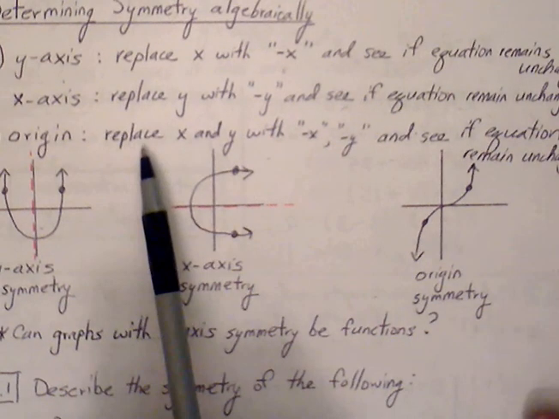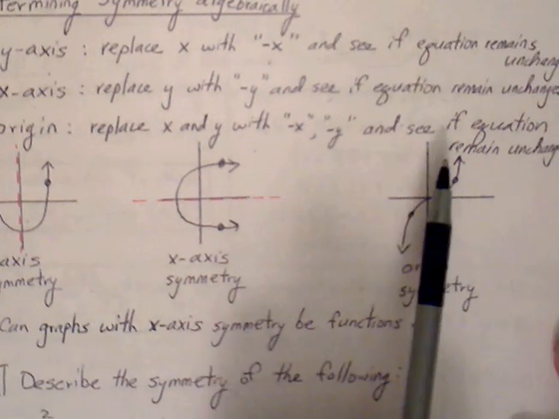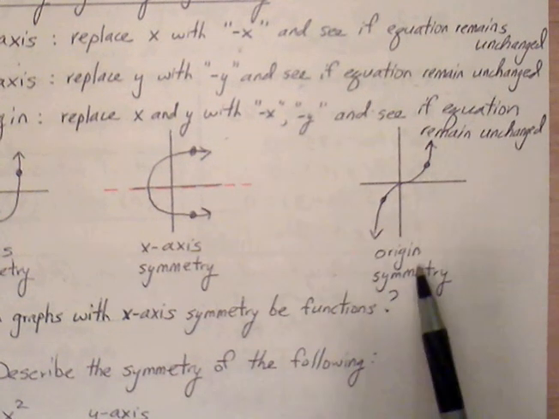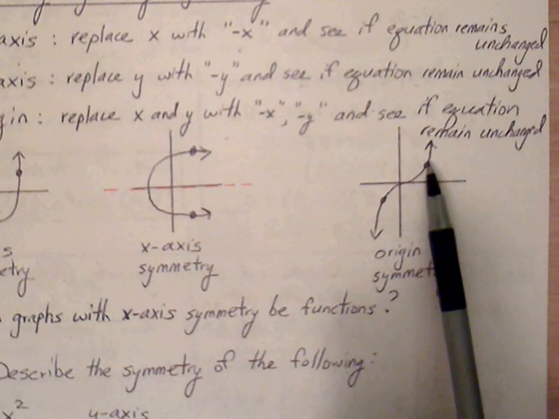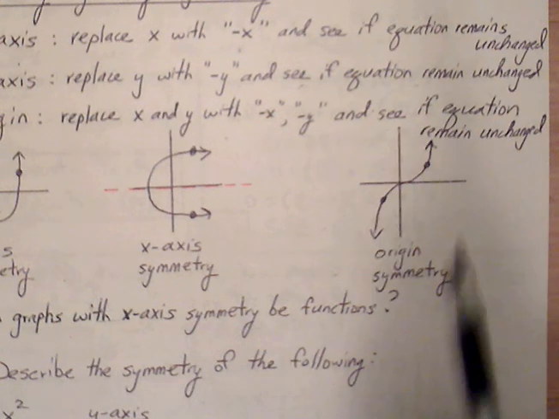Okay. Origin symmetry is where if we can replace the x and y values with negative x and negative y respectively, and if the equation remained unchanged, then we know we have origin symmetry. An example of this will be y equals x cubed, where if we take an ordered pair and replace it with negative x and negative y, it's still going to remain as a point on the graph.